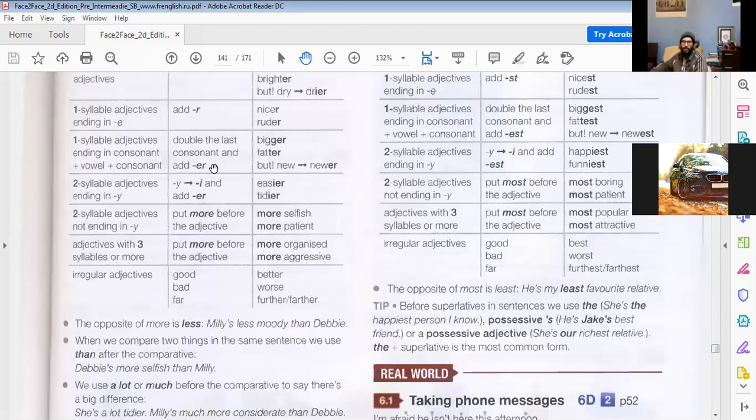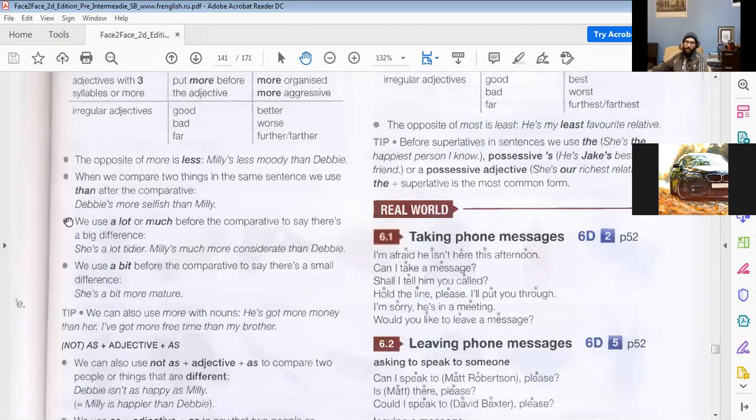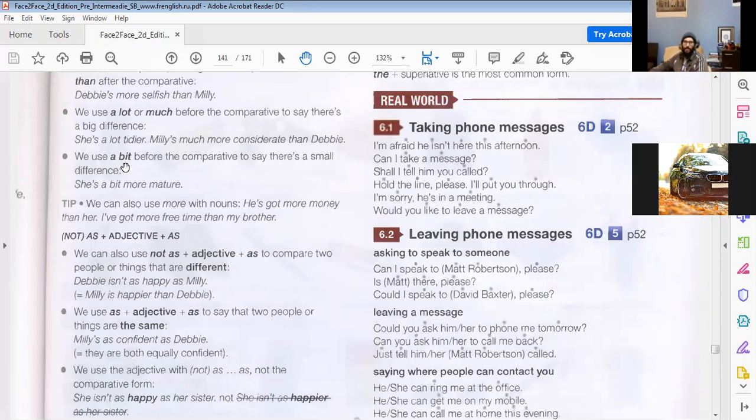If the adjective, this is the one I was looking for, Salma, has the consonant, vowel, consonant pattern, we double the last letter and we add ER. Bigger, fatter, newer. And here we have two syllable adjectives ending in Y. Easy, easier, tidy, tidier, sunny, sunnier. And for the rest we have the more story: if the adjective is long we put more. And we have the irregular ones: good, better, bad, worse, far, further, and so on. We also talked about this: it's necessary to use than if we compare. Debbie's more selfish than Millie. We agreed that a lot and much mean a big difference. A bit, a small difference.